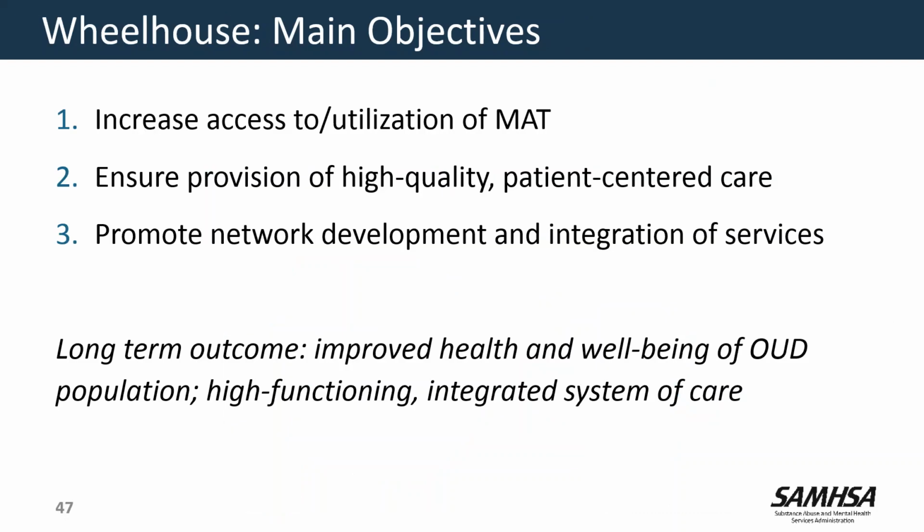So Wheelhouse has 3 main objectives. We want more folks to be able to access MAT. We want that treatment to be high quality and patient-centered, and we're really invested in building a high-functioning and integrated system of care. One thing that I think is particularly important about these objectives is that third objective. This development really became not just about expanding medication-assisted treatment, but doing something that was really unprecedented in our community.